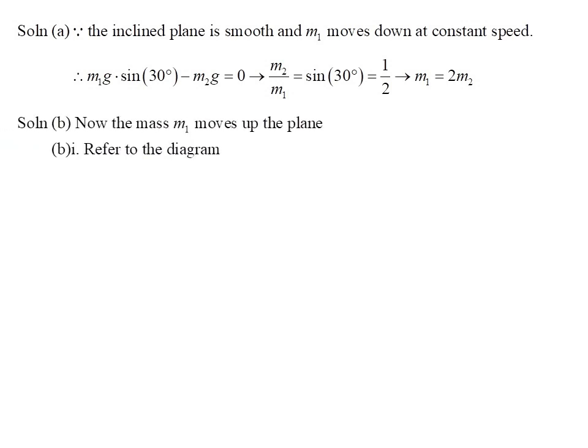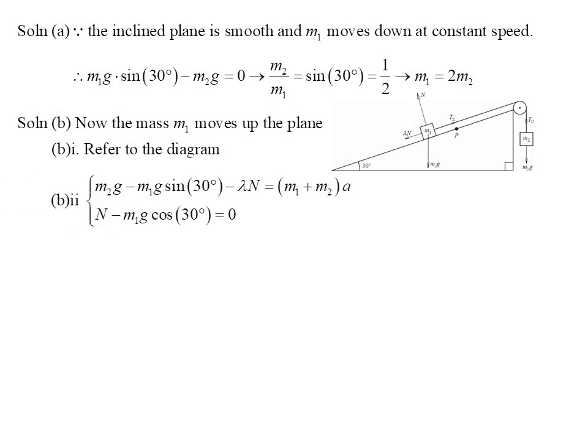In part B of this question, m1 moves up the plane. In the meantime, we also know that N is the magnitude of the normal force exerted on the mass m1 by the plane, and a resistance force of magnitude lambda N acts in the opposite direction of the motion of the mass m1. Hence, referring to section 1 of part B, all the forces acting on m1 are marked and labeled as they can be seen in the diagram.